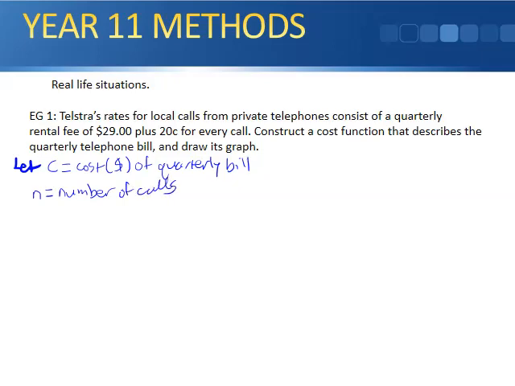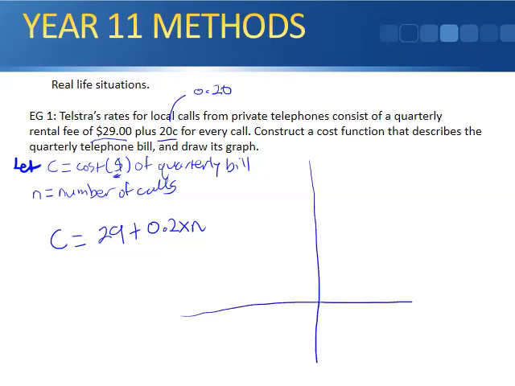So writing our rule, we get C equals the cost. One's in dollars and the other one's in cents, but because we've said dollars here, we're going to change this. Now 20 cents is just $0.20. So we're going to pay a flat fee, just like your flag fall, of $29 plus every call that we make is going to be 20 cents. And we said N is the number of calls. So there's our rule, and we'll quickly graph it.